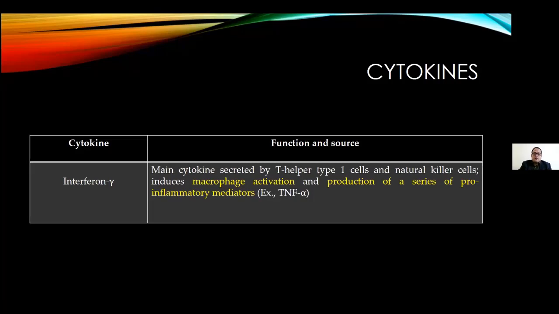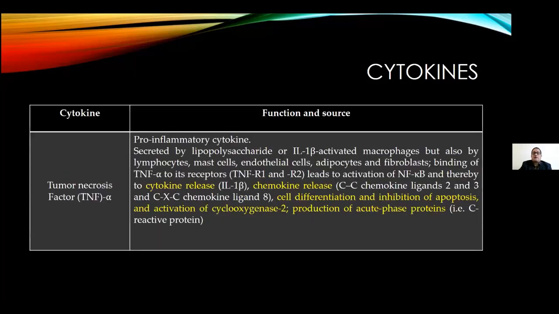Interferon gamma is a cytokine secreted by T helper cells type 1, and it is important with respect to macrophage activation and production of other pro-inflammatory mediators, one example being TNF alpha. And TNF alpha is a pro-inflammatory cytokine. It is again going to be very, very important with respect to other cytokine release.